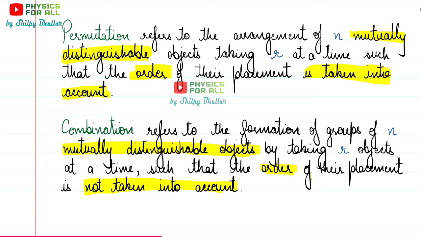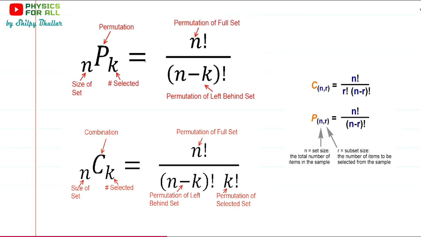Okay, so whatever is the number of mutually distinguishable objects, which we denote by n, we can pick r out of them. Now let's come to the actual formula that we use. First, let's have a look at the formula for permutation. So here, see, this is nPk. P corresponds to permutation. So if we are bothering about the arrangement, about the order of the objects, then definitely we are talking of permutation. So P stands for permutation.